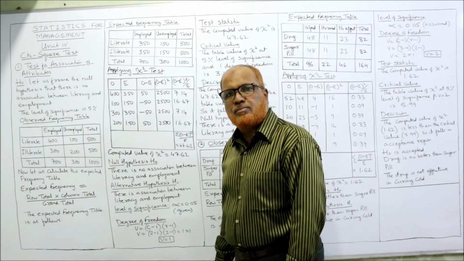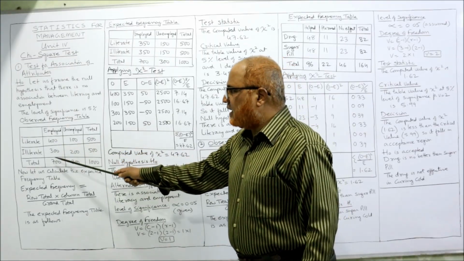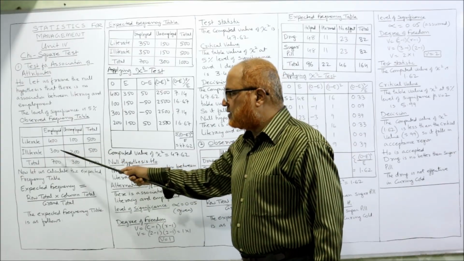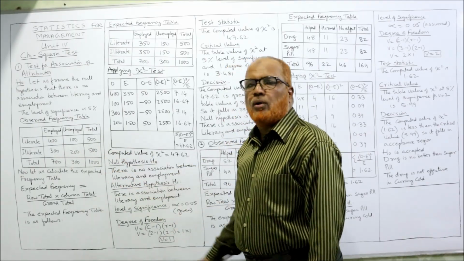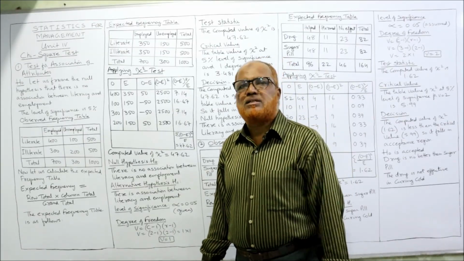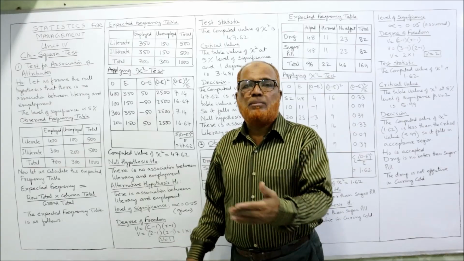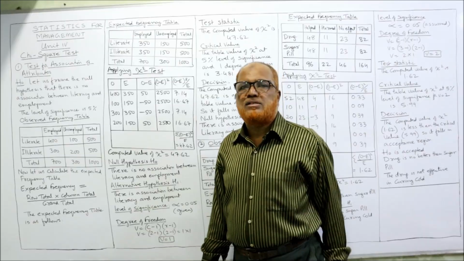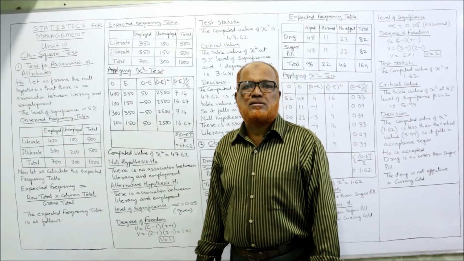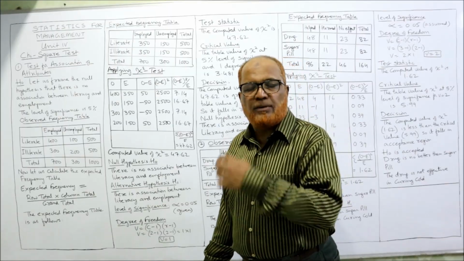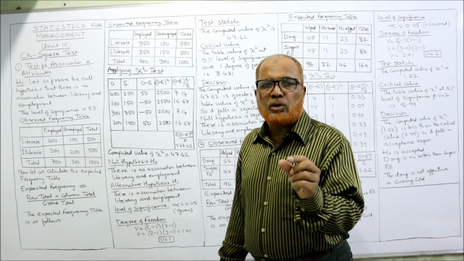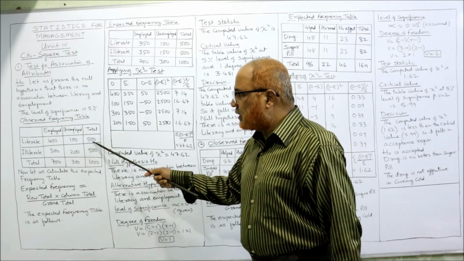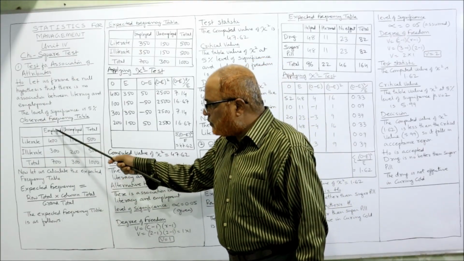Now take the totals of the columns and rows. 400 plus 300, 700. 100 plus 200, 300. 400 plus 100, 500. 300 plus 200, 500. This table is called the observed frequency table, the actual frequency table which is given. That's all. Now we have to find the expected frequency table. How do we calculate expected frequency? One formula is there: row total into column total divided by grand total. This is the row total 500 and this is the column total 700.